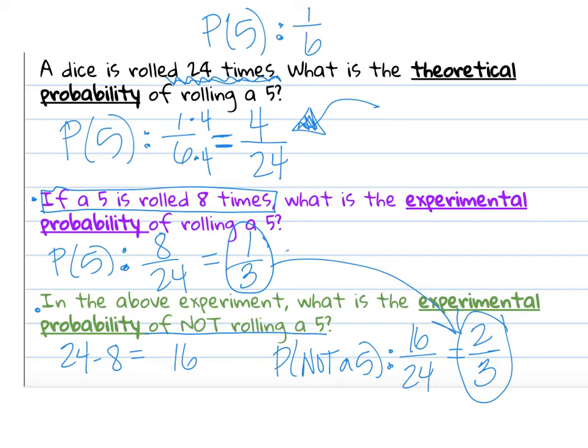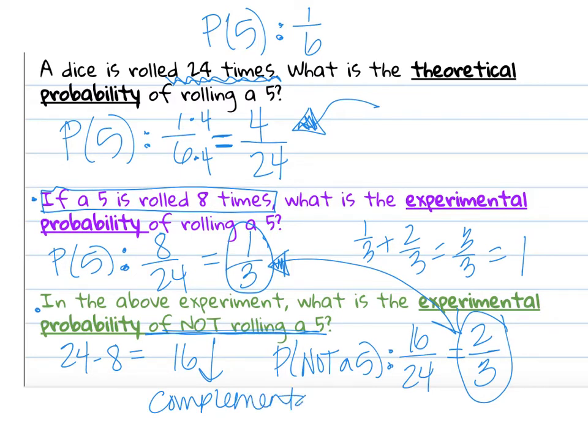Notice that if I do 1/3 plus 2/3, then I get 3/3, which is 1. So you either got a 5 or you didn't get a 5. So remember this, not rolling a 5, that's the complementary event of rolling a 5. And then the event and the complementary event together equals 1.